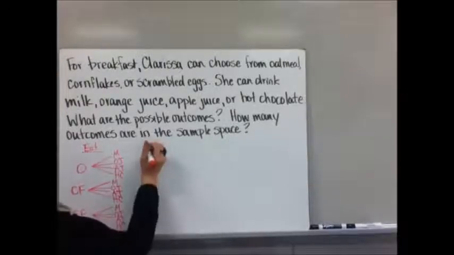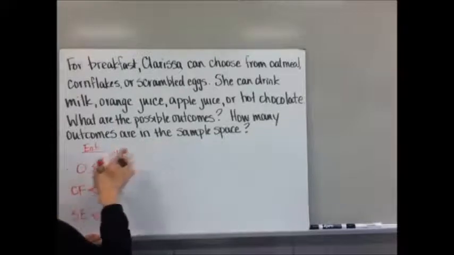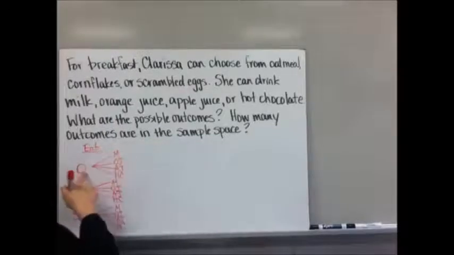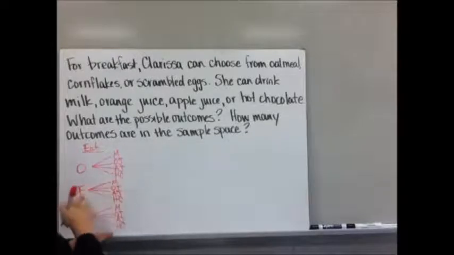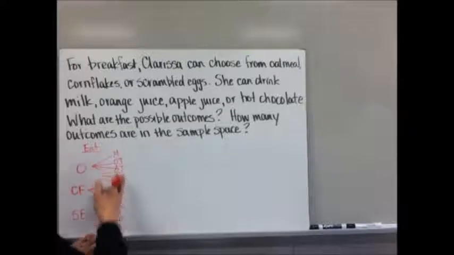So if I were to list the outcomes, you could go off from each of these. Oatmeal with milk, oatmeal with orange juice, oatmeal with apple juice, oatmeal with hot chocolate, cornflakes with milk, cornflakes with apple juice, and so forth. So there is my sample space.